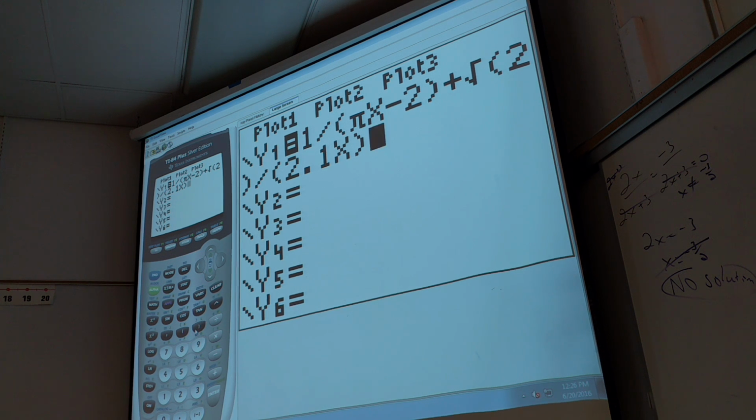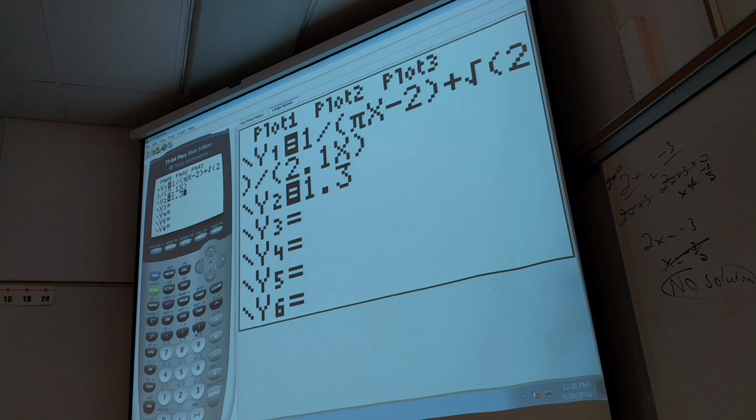Alright. So that's one side of the equation. Thank God the other side of the equation says what? How do you get down there? How do you get to the Y2? I hit enter or hit the down arrow. So the other side is 1.3. Okay, cool.